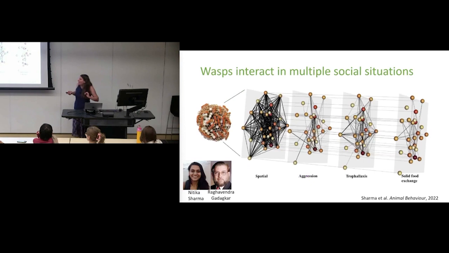Another system in which we looked at different types of interactions, and I had to put this because it's wasps, and I cannot not put wasps for Emily and Liz. This is work by Nitika, who is my postdoc, and she actually took some work from the time she was a grad student with Archie. And during her PhD, she collected a lot of really fine, detailed interaction data on wasps in different situations. So just whether or not they hang out with each other spatially, whether they're aggressive to each other, whether they exchange food, either liquid food in trophallaxis or solid food.